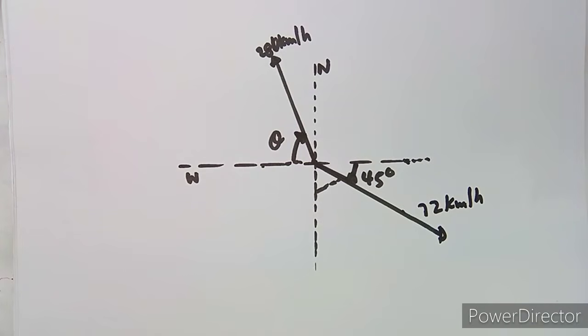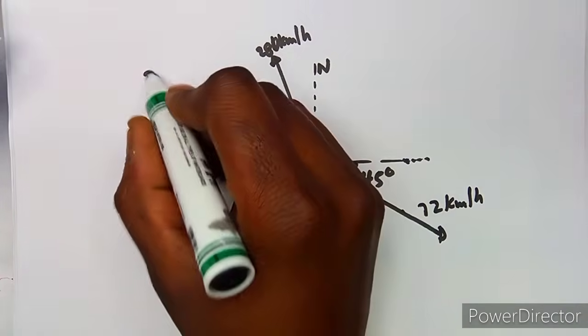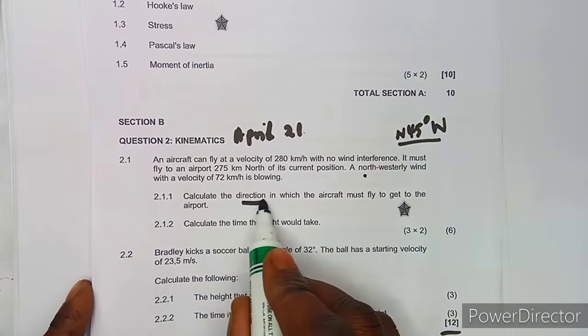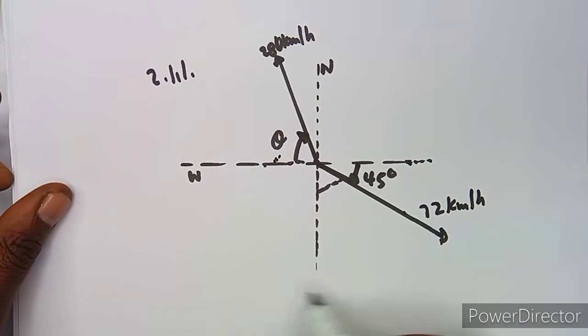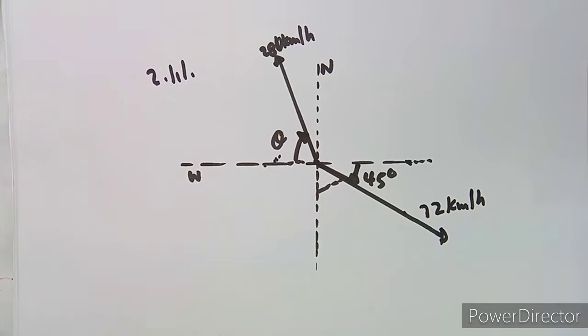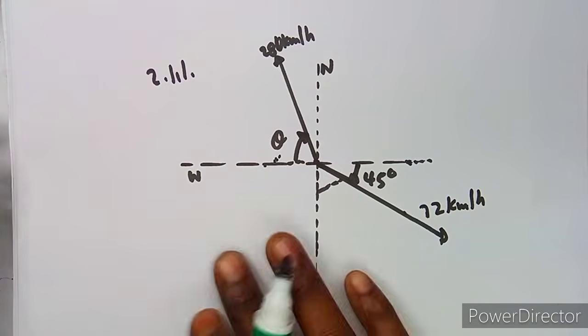Okay, so having a diagram makes things easier. Why? Because what I want, guys, is to calculate the direction. Take note, guys, calculate the direction. The direction means theta, so you have to calculate this theta here. So which advantage am I going to take? I'm just going to use vertical components or horizontal components. In this case, I'm just going to use horizontal components.